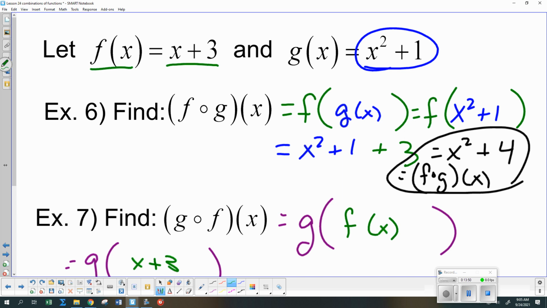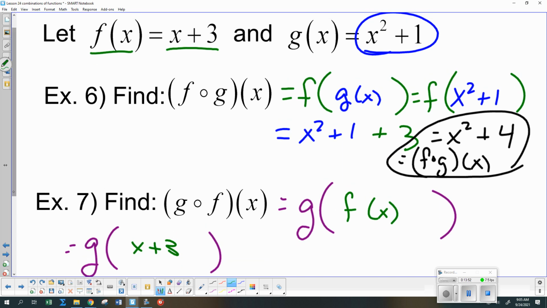That means I have to go over there to my rule for g, and I need to put x plus 3 where I had an x before. G of 2 means change every single x to a 2. G of 3 means change every single x to a 3. G of x plus 3 means change every single x to an x plus 3. Have to be a little bit careful with this.